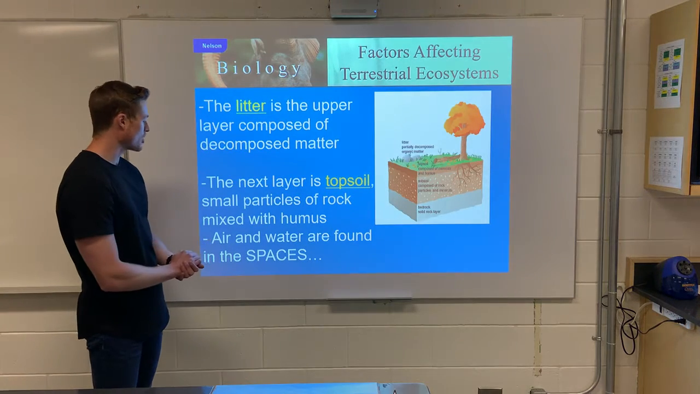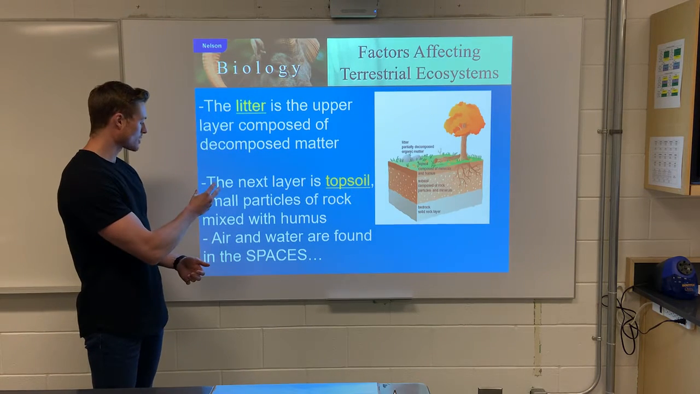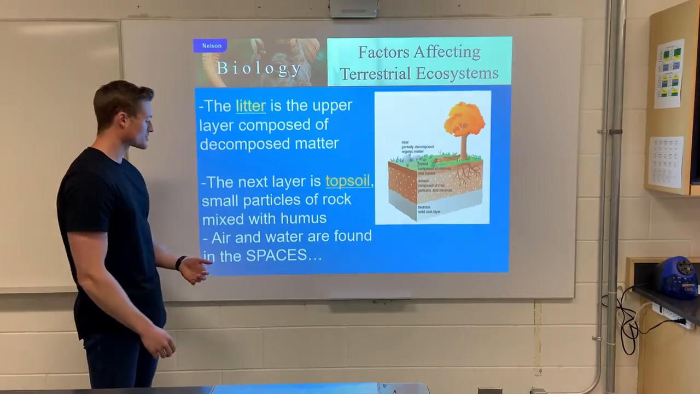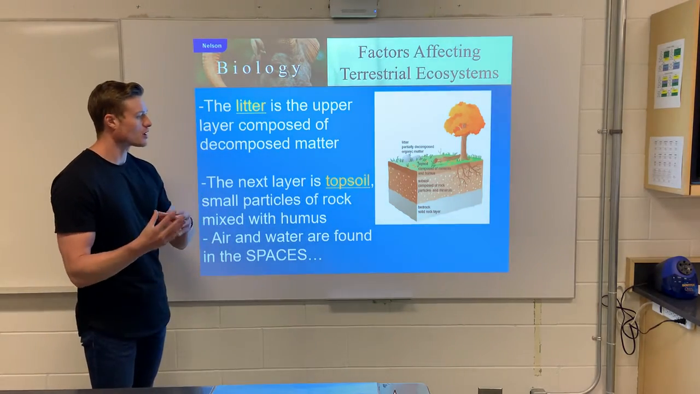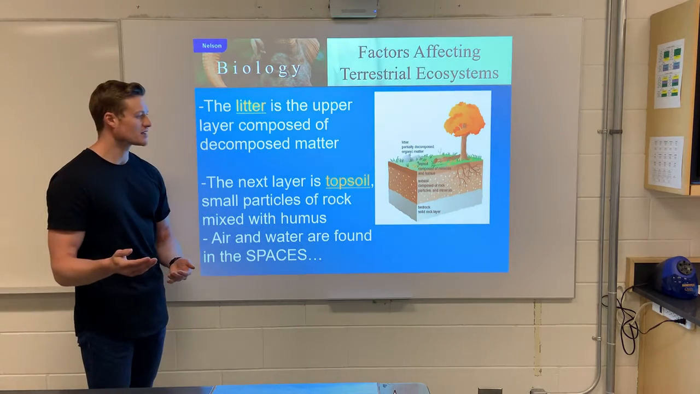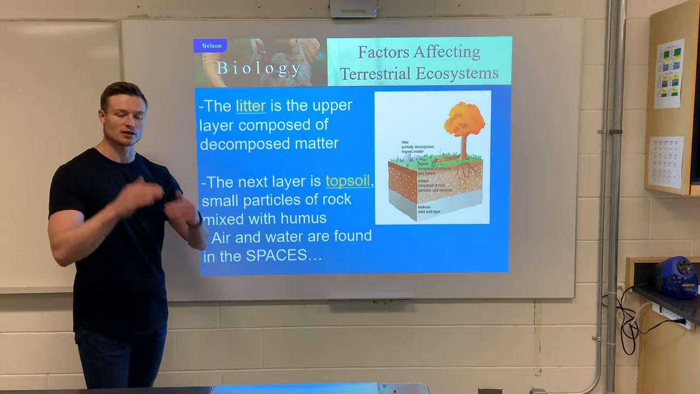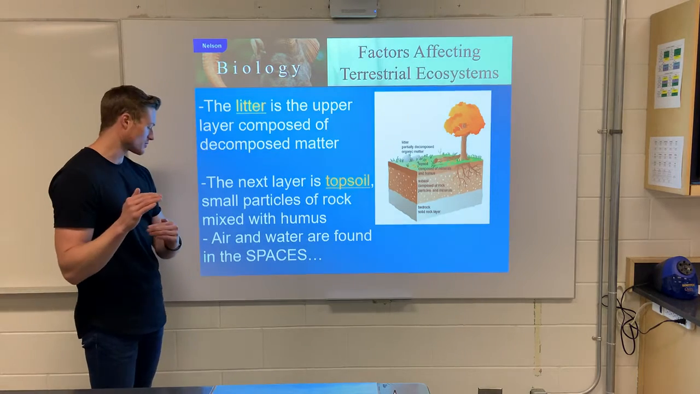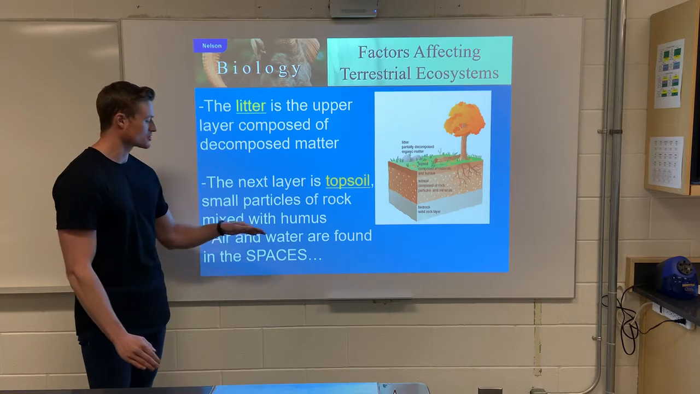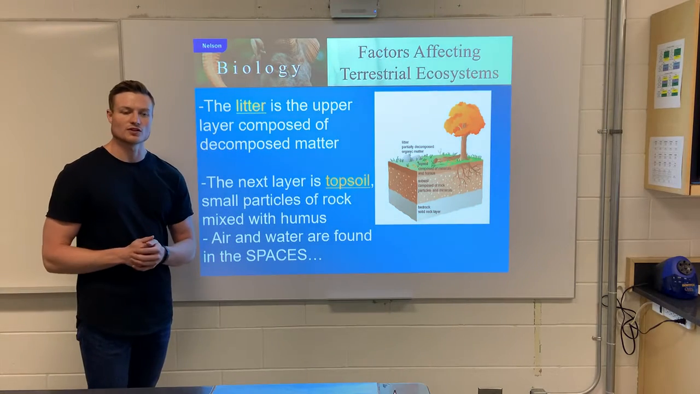Below that is the topsoil. So we're going to have small particles of rock mixed with humus. So we're going to have a little mix of rock as well as the decomposing materials, some nutrients in there like nitrogen and phosphorus. We're going to have the litter layer and the topsoil layer. We're also going to find little spaces or little pockets where oxygen and water can be found within the topsoil.